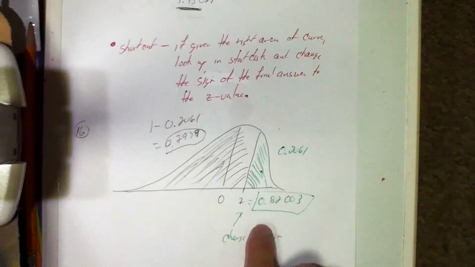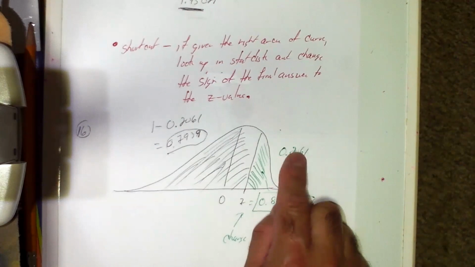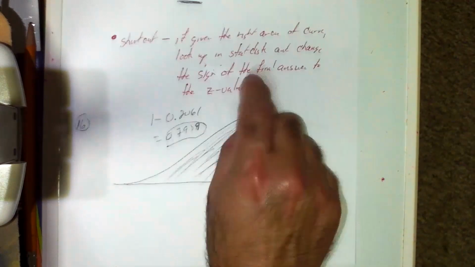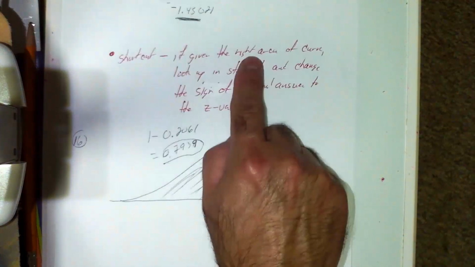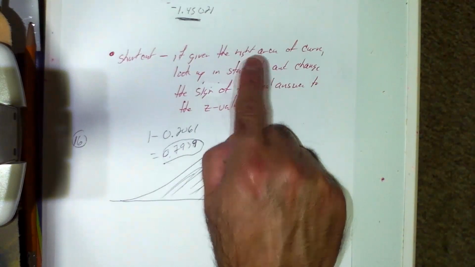There you go. Same thing. But it was quicker just by looking up that number and changing the sign. So that's the shortcut. If you're given the right area, not the left, the right, look up the value, change the sign.